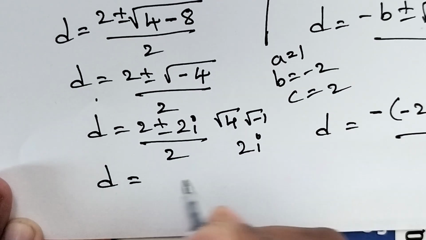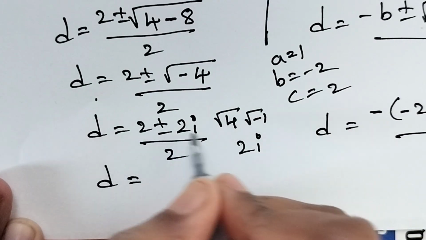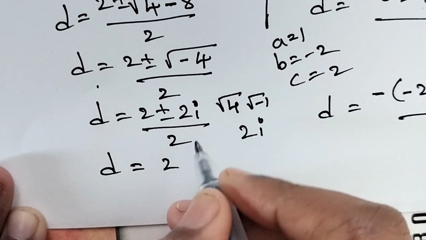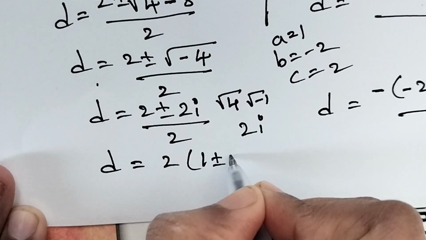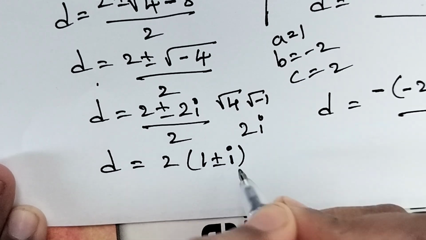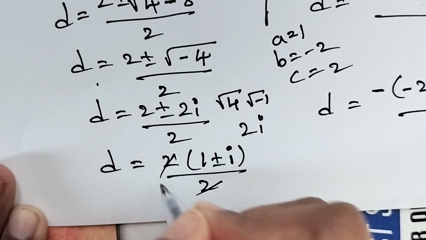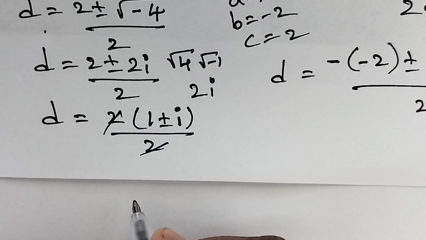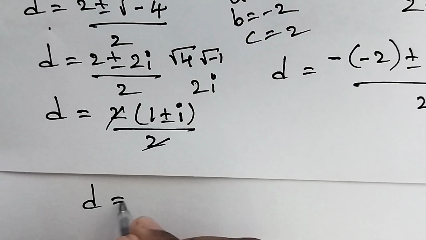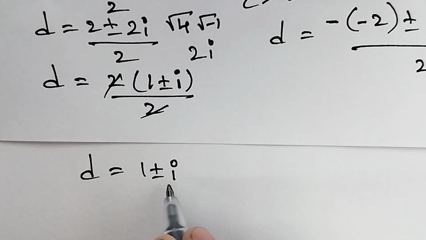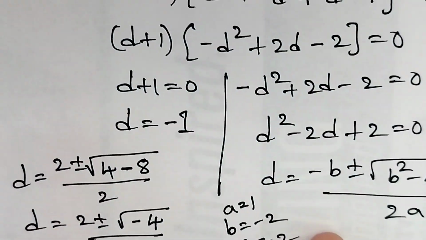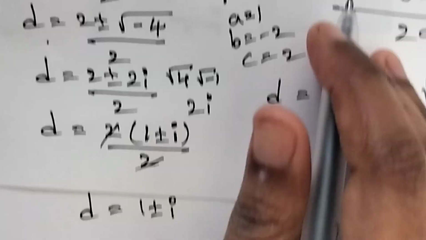So d is equal to, in these two terms we have a common factor, that is 2. So we are taking out 2 as a common factor. Here we will get 1 plus or minus i, divided by 2. The 2 gets cancelled. So d is equal to 1 plus or minus i. So we got d is equal to 1 plus or minus i, and we got d is equal to minus 1.